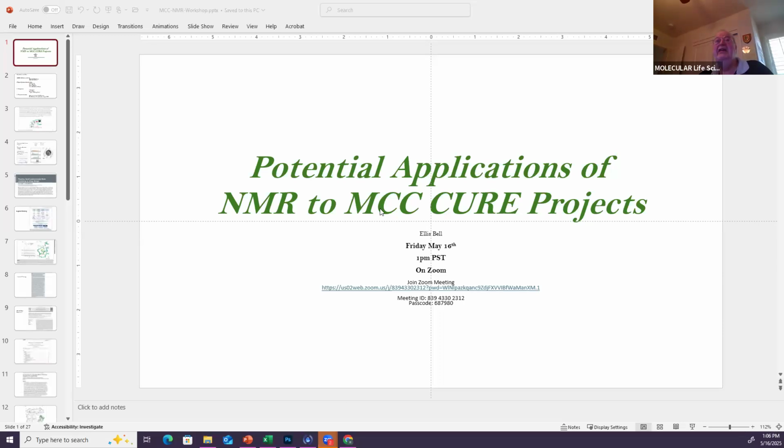Okay, you should be able to see my screen. Can you see a screen that says potential applications of NMR to MCC cure projects? Somebody give me a quick thumbs up or a yes. Yes, we can see the slides. Oh, okay, good.